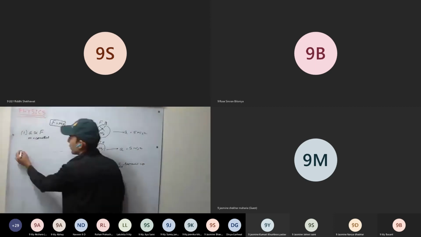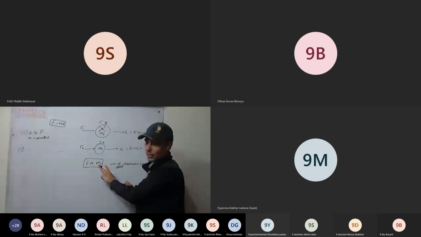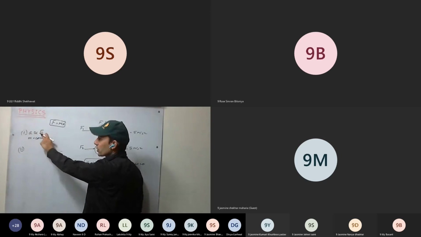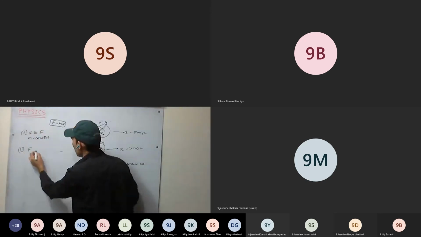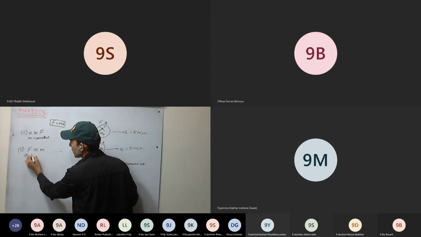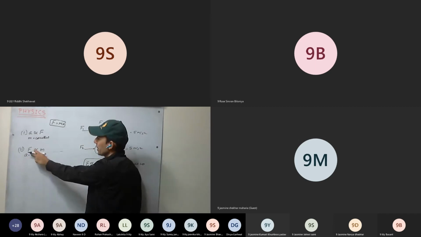This is our second equation. Here, see, force is dependent on mass. In the first one, acceleration produced is dependent on force. So force is proportional to mass, where acceleration remains constant. For constant acceleration, if mass increases, force is to be increased as well.